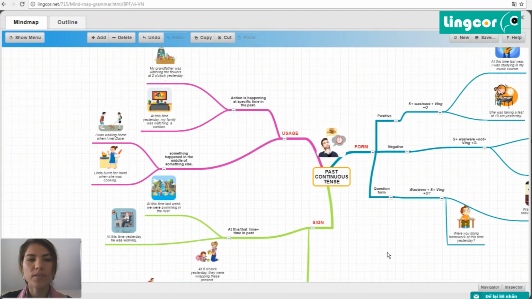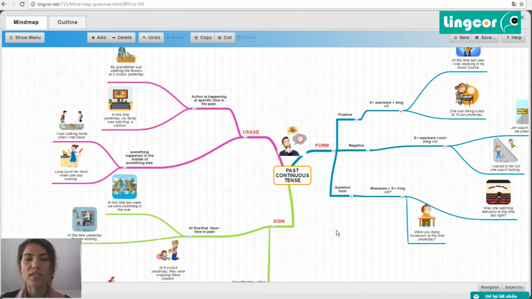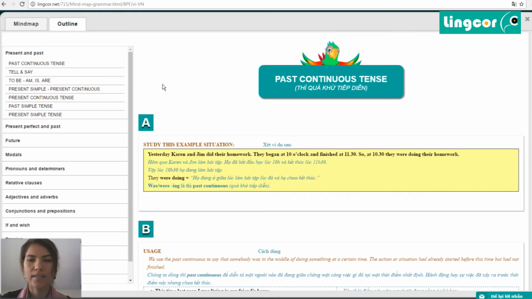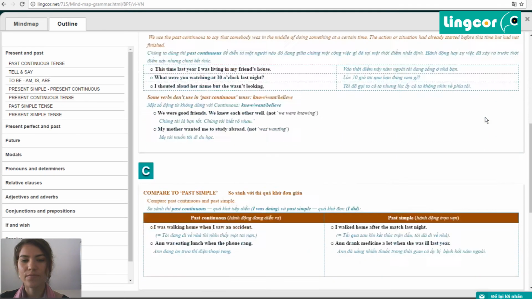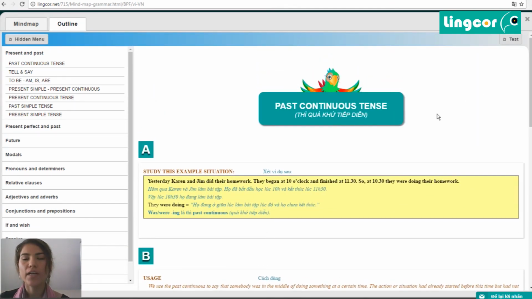Okay, so here you have your completed mind map of the past continuous tense. Now we will move on to the outline. And here's the outline of the past continuous tense. You can scroll through this outline to find more examples of a situation, some example sentences, and further explanations. Once you're done reading that, you can go ahead and take the test to test your knowledge. So in the next video, we'll take the test together.